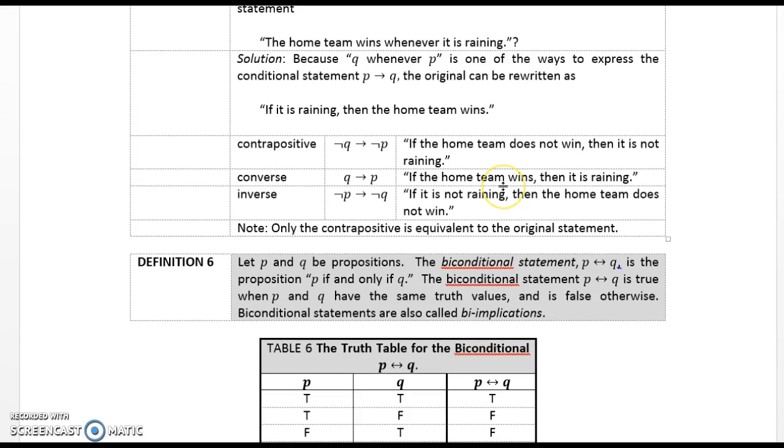The contrapositive is not Q implies not P: if the home team does not win, then it is not raining. The converse, Q implies P: if the home team wins, then it is raining. The inverse, not P implies not Q: if it is not raining, then the home team does not win. Note, only the contrapositive is equivalent to the original statement.